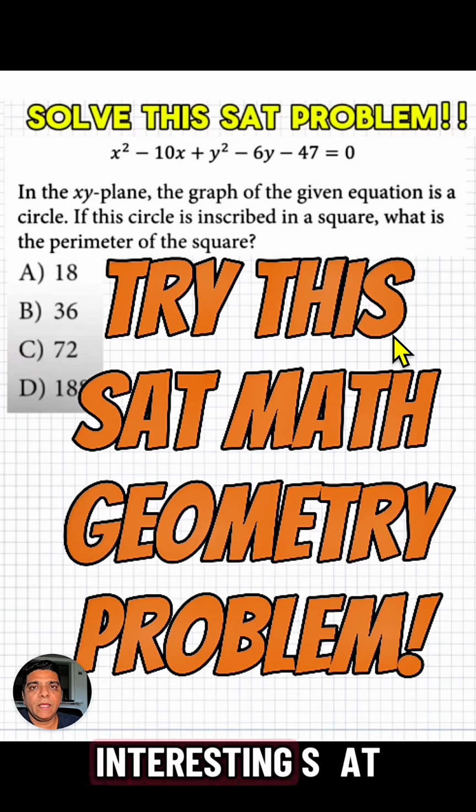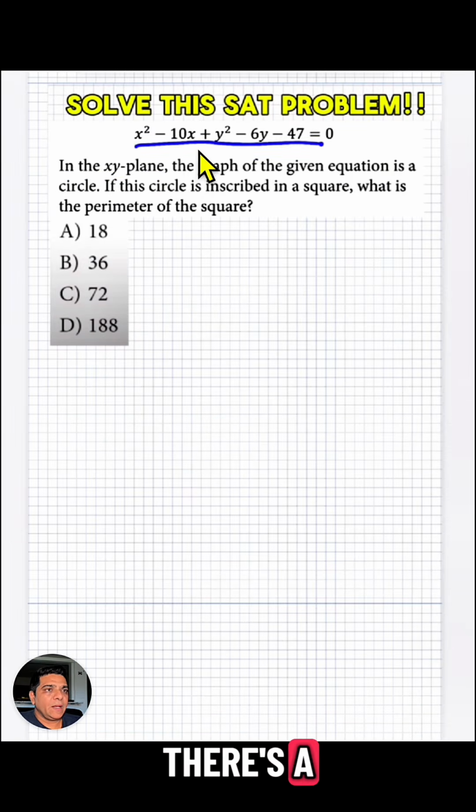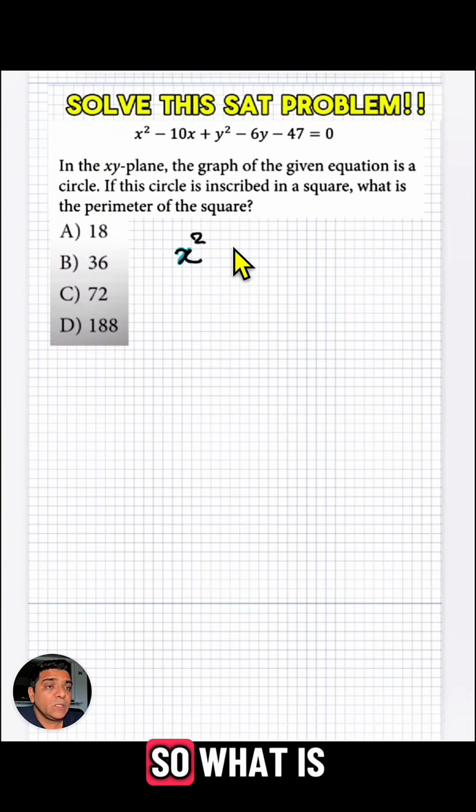Let's take a look at this interesting SAT math geometry problem. So in the xy plane, there's an equation given. It's an equation of a circle that is then inscribed in a square. So what is the perimeter of the square?